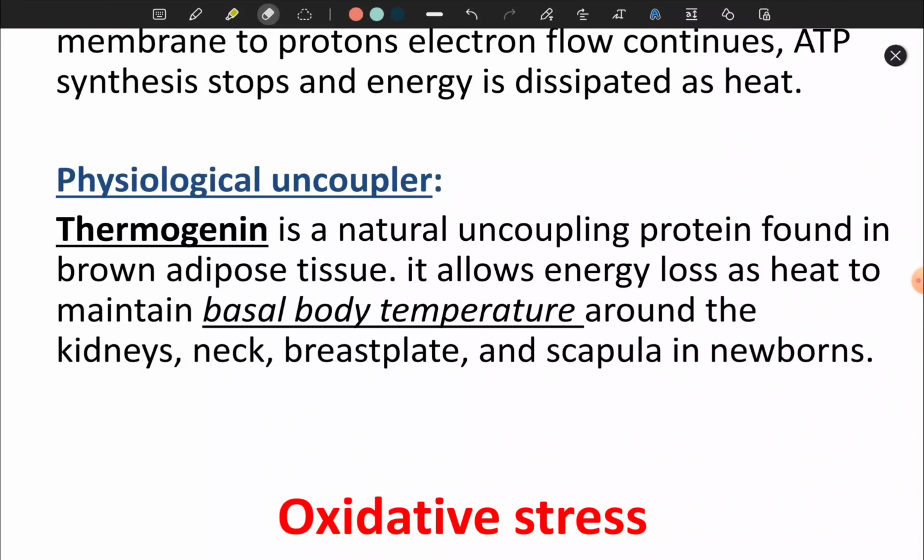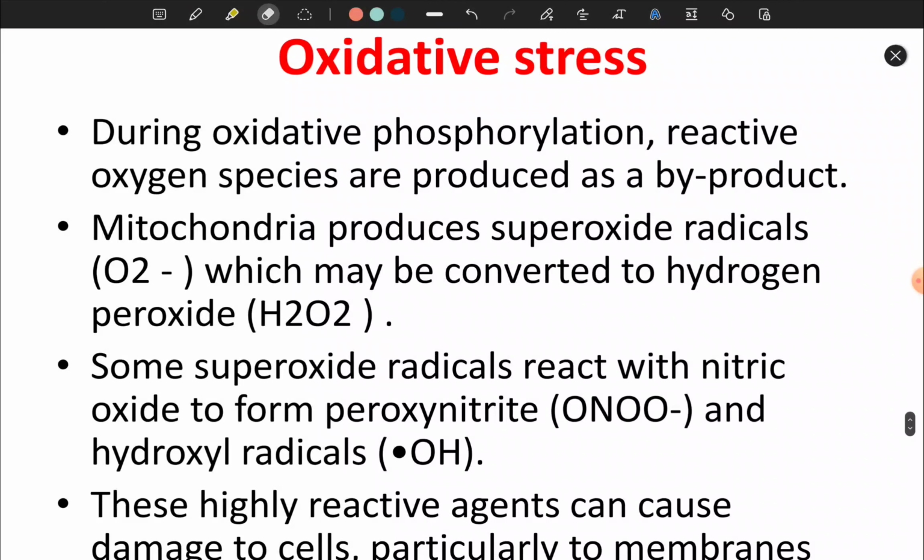We have a situation called oxidative stress. During oxidative phosphorylation, reactive oxygen species are produced as a byproduct.